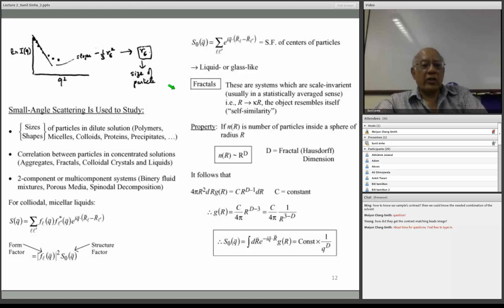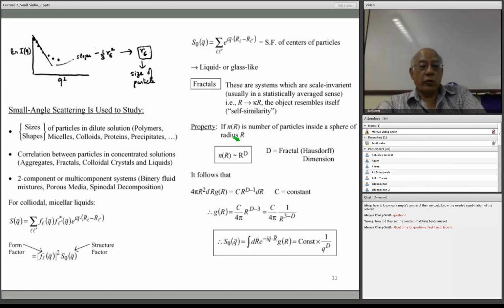This can be true in a statistical sense for randomly aggregated particles, for instance, within certain length scales. From the size of the particle up to the size of the aggregate, you can have self-similarity in a statistical sense. But in any case, one of the defining properties of a fractal object is that the amount of material inside, or the density, the number of particles inside a radius r, is given by some power of r, which may not be an integer.